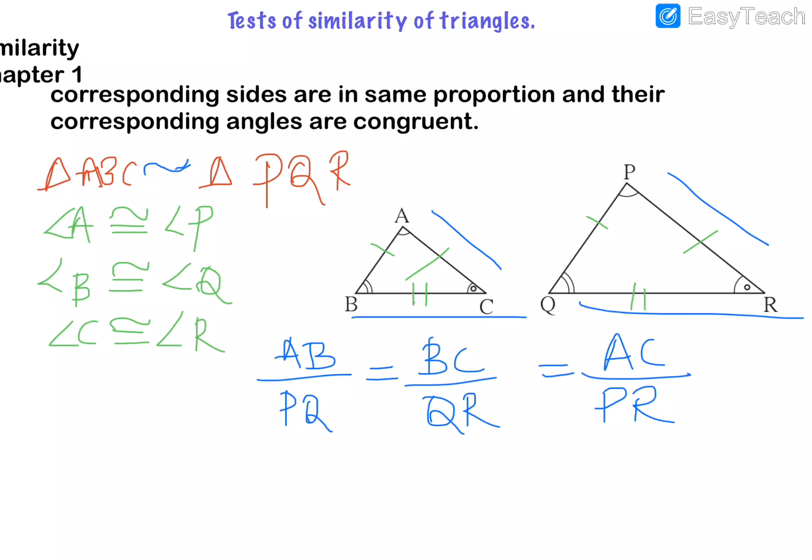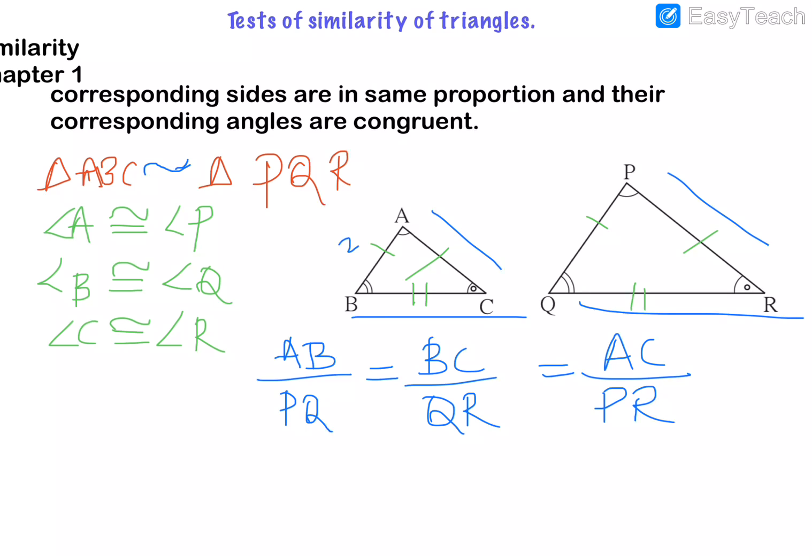So now we know the conditions for two triangles to become similar. All the angles must be congruent, meaning equal, and the ratio of the corresponding sides of the two triangles must be equal. The sides themselves need not be equal. You can see clearly from the image that AB is much smaller than PQ. They are not equal, but when we take the ratio of AB by PQ, it must be equal.